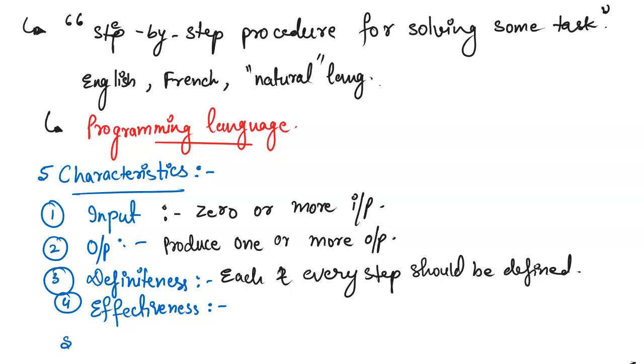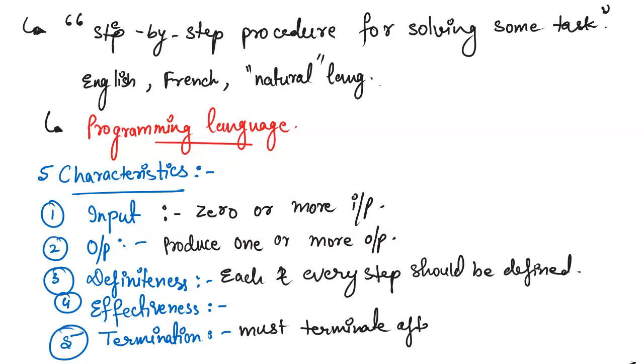And the last characteristic, that is the fifth one, is termination. So termination means an algorithm must terminate after a finite number of steps. So these are the 5 characteristics. First is input, second is output, third is definiteness, fourth is effectiveness, and fifth is termination.